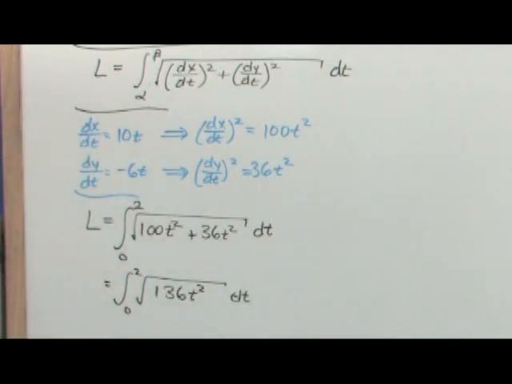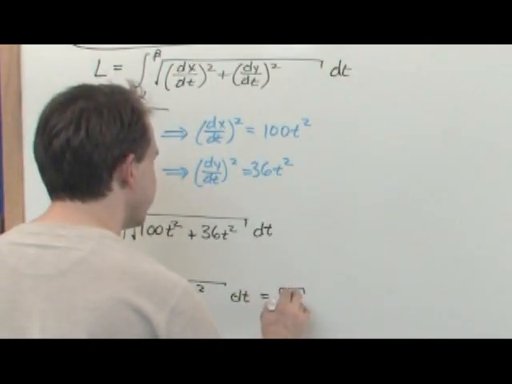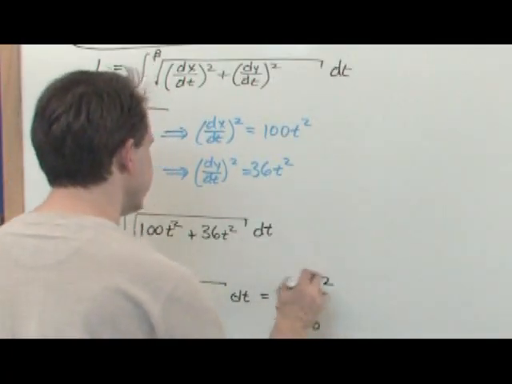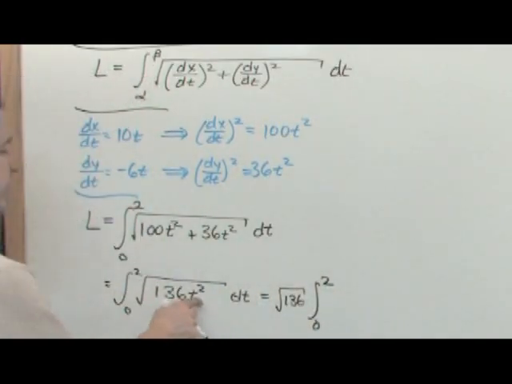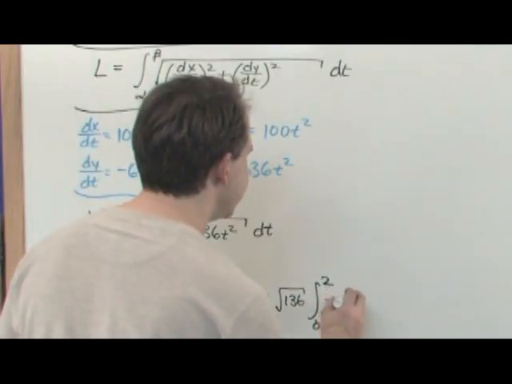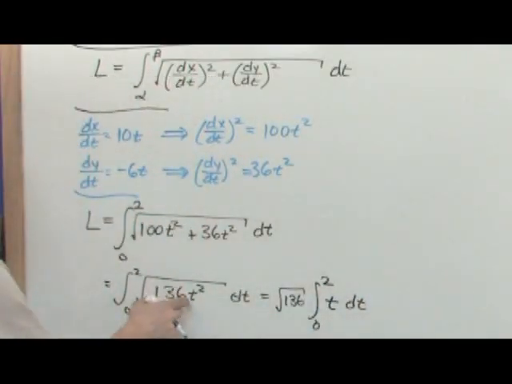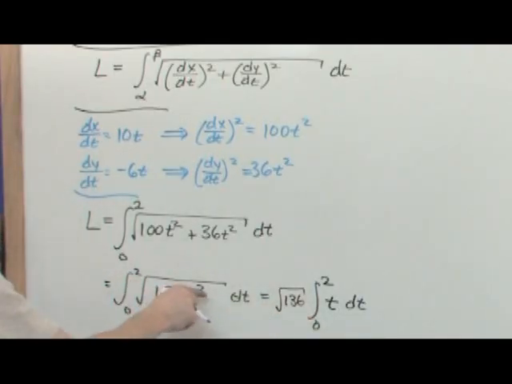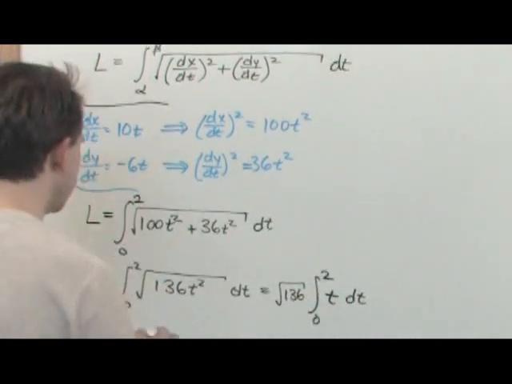Now this is just a number times t squared. So I can take the square root of 136 and the square root of t squared. What I'm going to have is the square root of 136 times the integral from 0 to 2, and on the inside I'm going to have the square root of t squared, which is just t dt. All I did was take the square root of the 136 and move it out of the integral. I left it alone because I don't know how to take the square root of that yet. And the root of t squared is just t, so that's what's left on the inside.